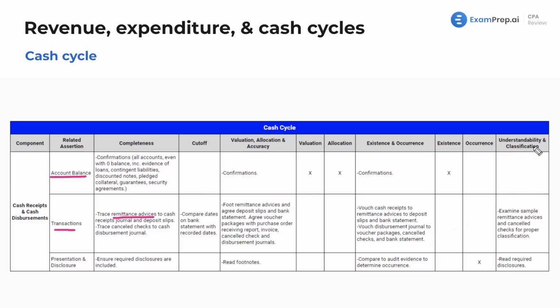Lastly here, for understandability and classification, we want to examine sample remittance advices and canceled checks for proper classification. Make sure they're in the correct accounts. For presentation and disclosure over here, we want to ensure that all disclosures are included. We're reading the footnotes, making sure that there are proper explanations for how we treat cash and cash equivalents. We want to compare to audit evidence to determine occurrence for the cash account. And then lastly, just read disclosures. Right here, this one's kind of just make sure it all makes sense.